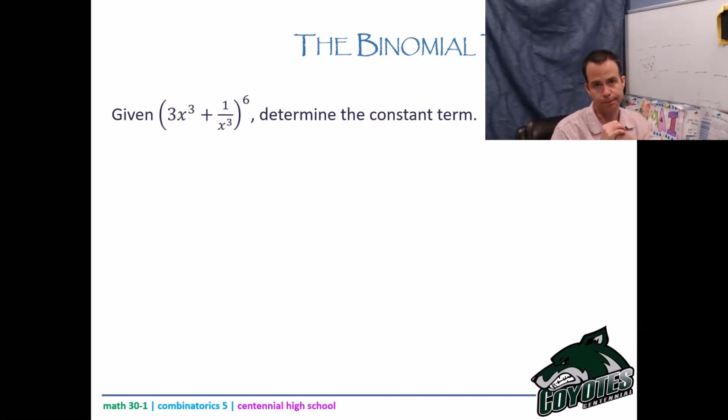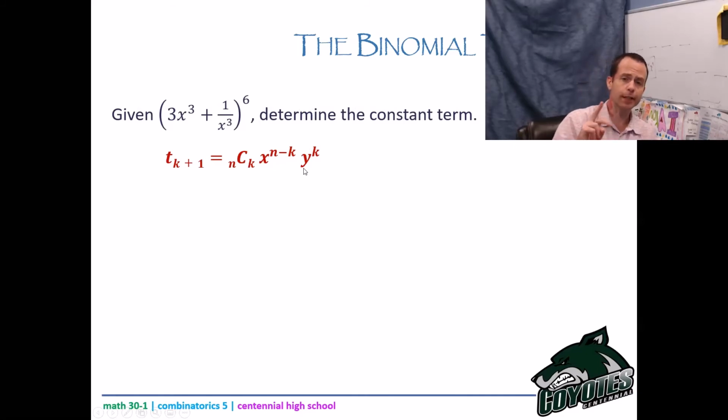Okay, so this is just a fancy way of saying determine the value of the term that contains x to the 0. Now, there's a little bit more playing around we have to do to figure out what the k value is. So first we're going to start by writing down the formula, because that's given to me, and now I'm going to fill in everything I know. Well, what do I know? I don't know k yet, so I'm going to ignore that, but I do know that n is 6. And I know that my first term is 3x cubed. And I know that my second term is 1 over x cubed.